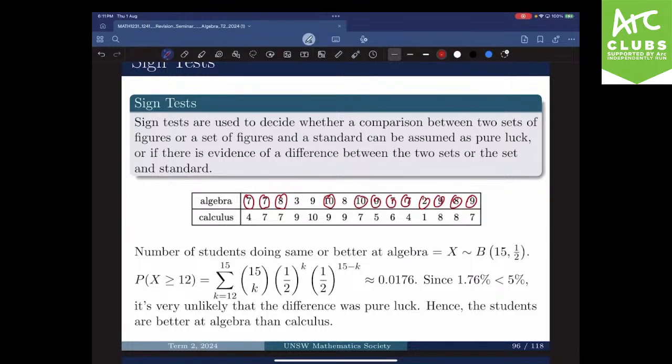The probability of this thing happening is given by the probability of X being larger than or equal to 12 for this binomial distribution. We just sub all of these values in. We just go from k equal to 12 to 15. We add it up. It's equal to 1.67%. And in this question, we define a threshold for being pure luck as being 5%. So anything under 5%, we'll consider that as not being pure luck, because there's a very small probability that it could have happened, and hence we don't assume that to be pure luck. And then here we say that it's very unlikely the difference is pure luck, and hence the students are probably better at algebra than they are at calculus.